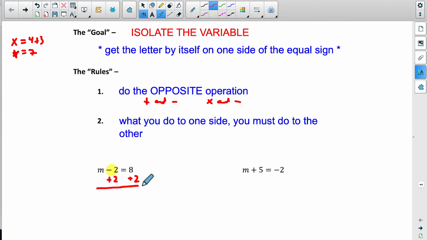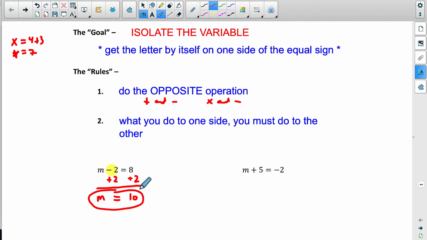And then, what's left? On this side, I still have an m. -2 plus 2 just equals 0. Don't put plus 0. If it's 0, there's nothing there. It's gone. Great. The only thing we have on this side is m. That's what we wanted. We isolated the variable. On this side, 8 plus 2 equals 10. We are finished. There's your answer.